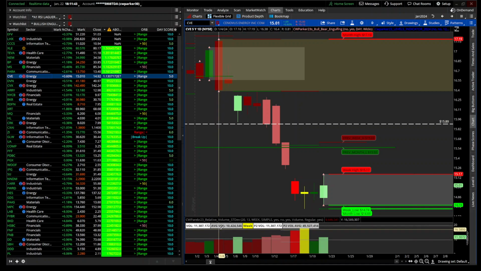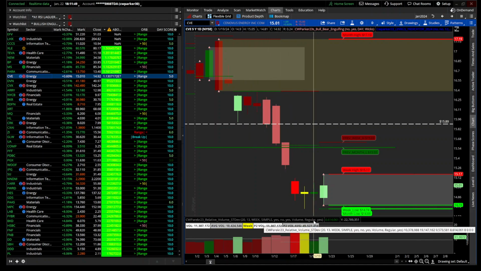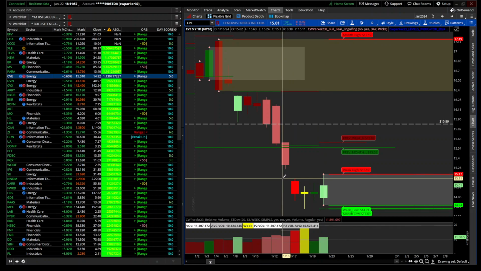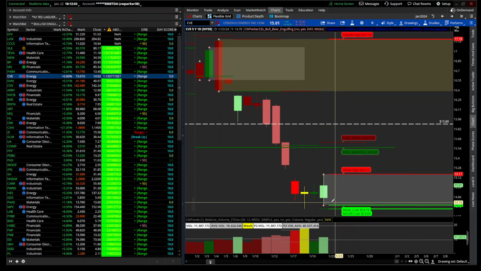Average volume is 10 million over 20 days. Today's the bullish engulfing, so I would look for anything above this high, but you also got to worry about this gap right here. So possibly a continuation above 1524 or a continuation down from 14.